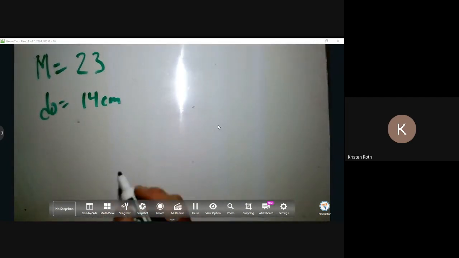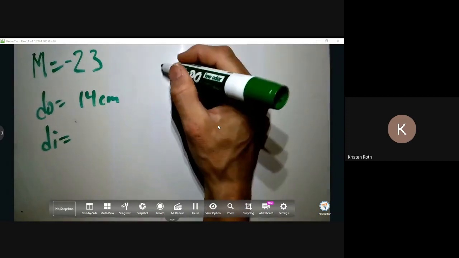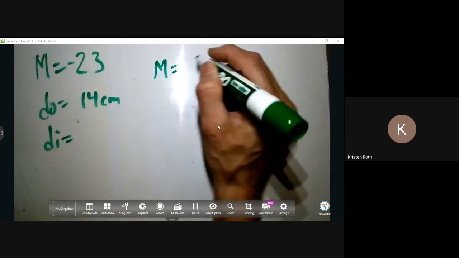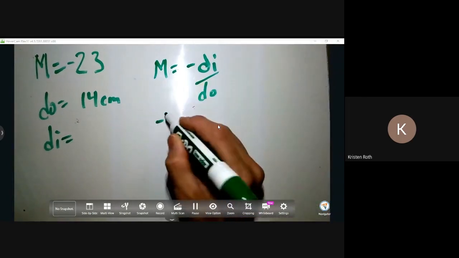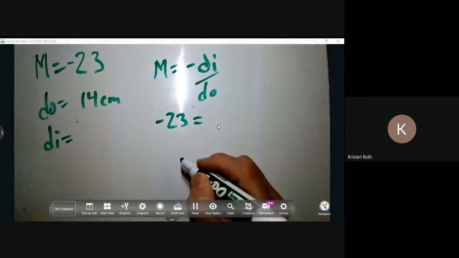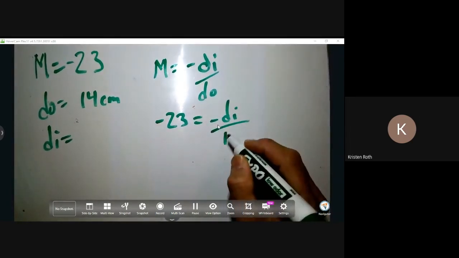How far away is the image? So di is what we're looking for, okay? So we're using negative di over do. Same thing. Magnification is going to be negative 23 because it is an inverted image, and magnification is negative when it's inverted. So we're going to start with our equation and plug everything in. So negative di over 14.